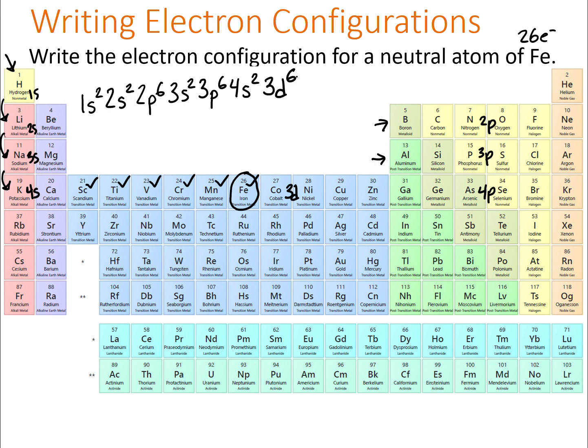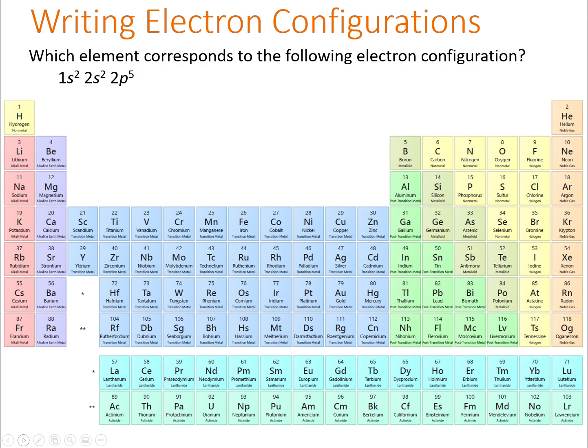Okay. I've got one more question for you. This time I want you to figure out which element corresponds to the electron configuration that I have listed here. I'm not going to label the periodic table this time. I'll give you 2 minutes to figure it out, and then I'll show you 2 ways that you can figure out the answer to this problem. I'll check back in 2 minutes.